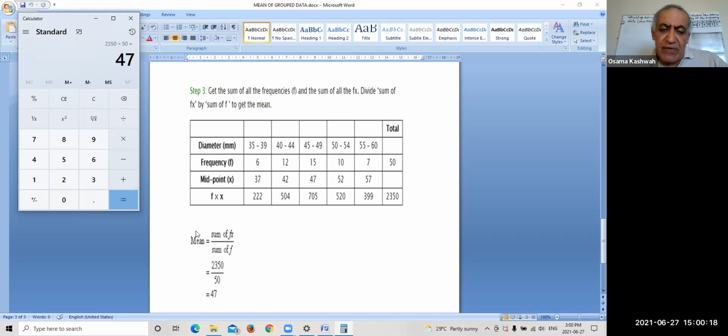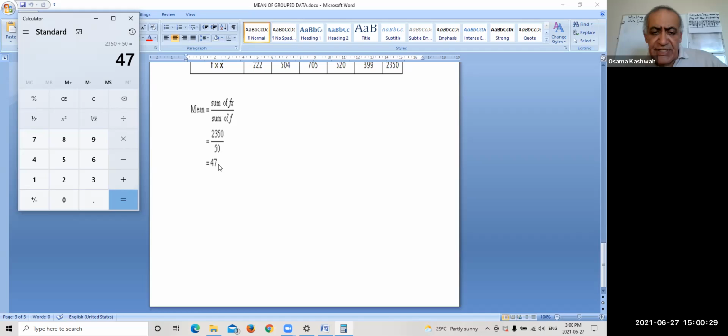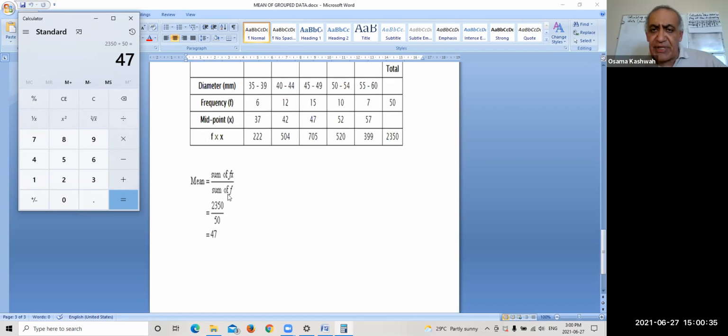So again, the mean, or average, is the sum of fx divided by the sum of f, where f is the frequency and x is the midpoint. Don't forget this. Then all will come to 47, but we have to write millimeter here: 47 millimeters for the answer to be right.